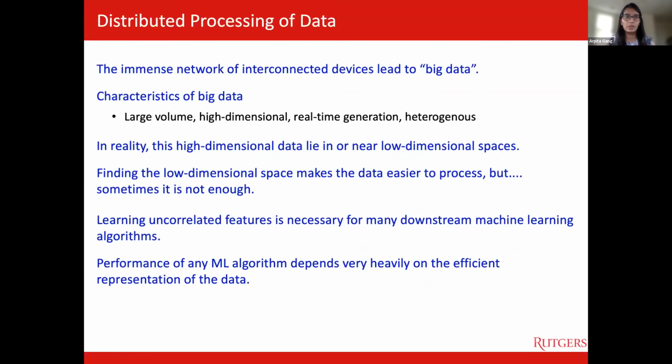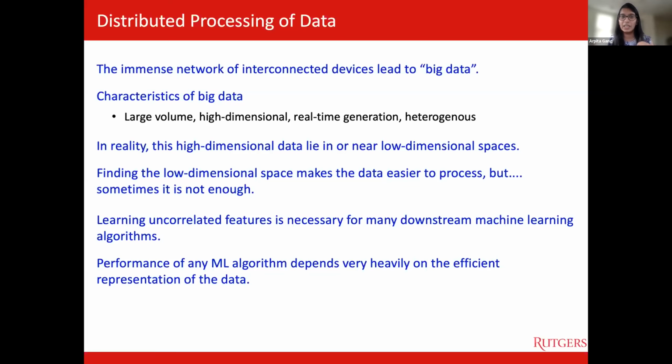So that's why we are going to talk about the distributed processing of data. Now, as I said, because of this huge connectivity of devices, it has led to a concept called big data, which basically means we have a huge volume of data, which is high dimensional, which is generated at a very fast rate, like every second. So the volume only keeps increasing. It's heterogeneous, and there are many other characteristics of this big data.